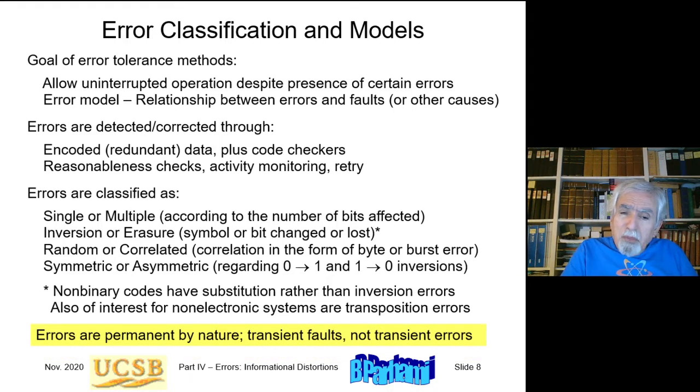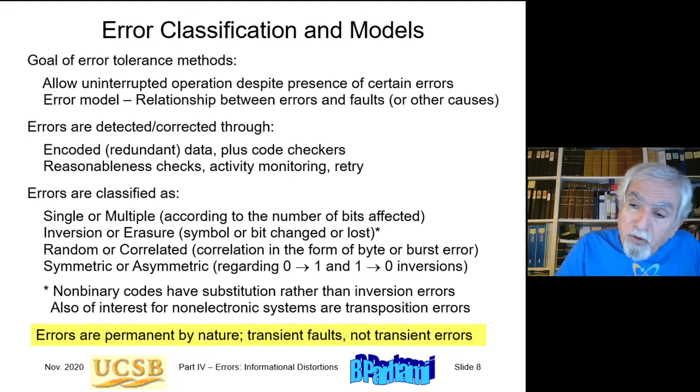Now, errors are permanent by nature. We talk about transient faults. Faults can be transient. A signal can momentarily change from 0 to 1. But an error is typically not transient. Error is when you store something incorrect in a flip-flop or in a register. So it's by nature permanent. You have to go back and change it to the correct value. It doesn't change on its own.